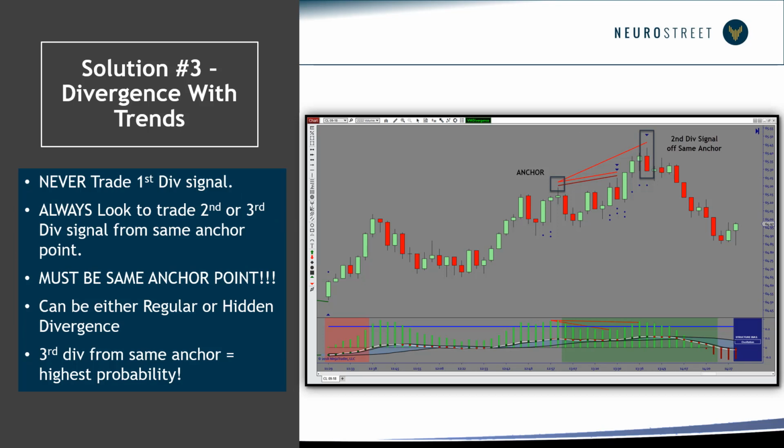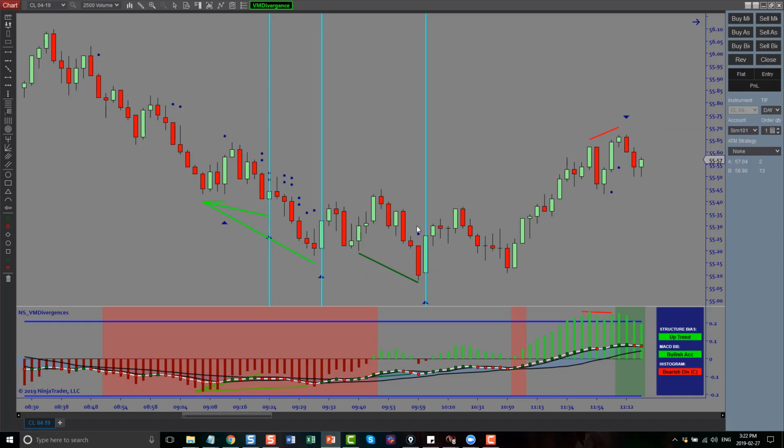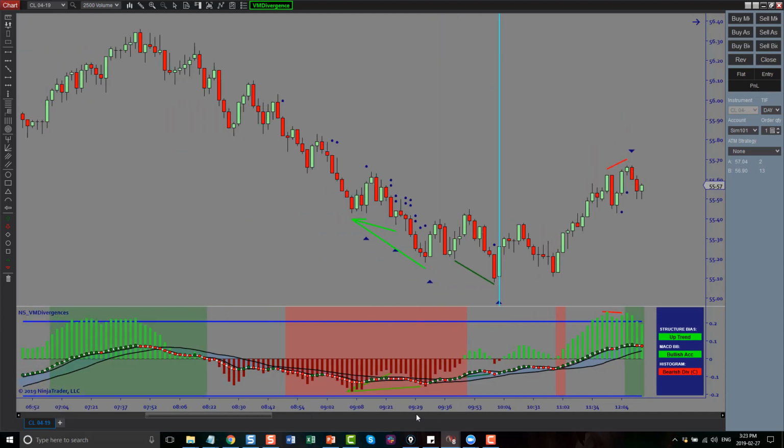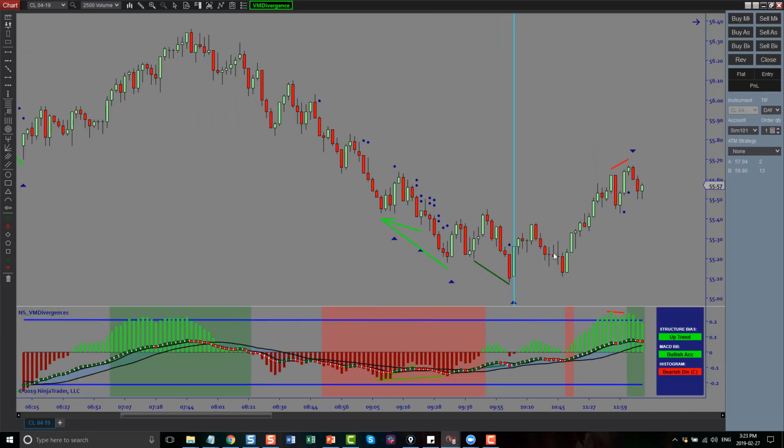And here's the thing. If you know you don't want to stop a freight train, how do you know when that train's ready to stop? Why not take the setup after the train has stopped? Take a look at this. This is a great example of that concept.